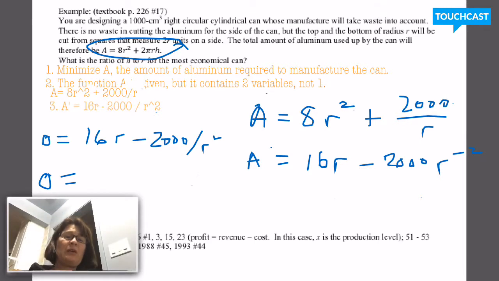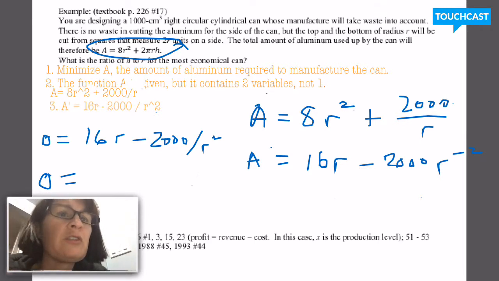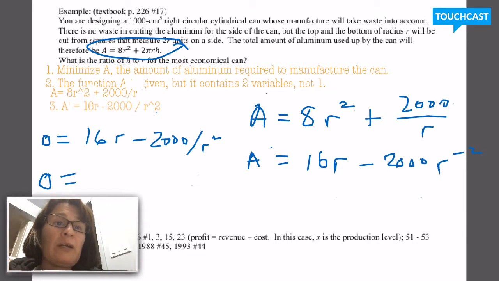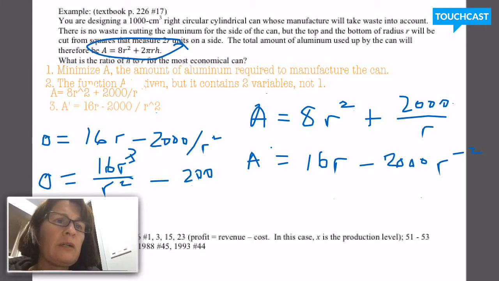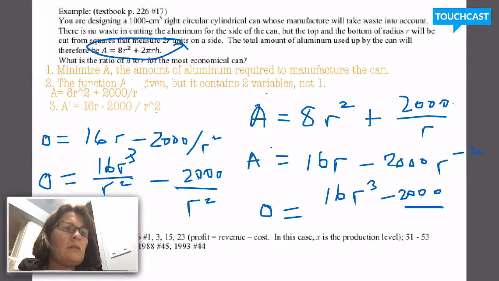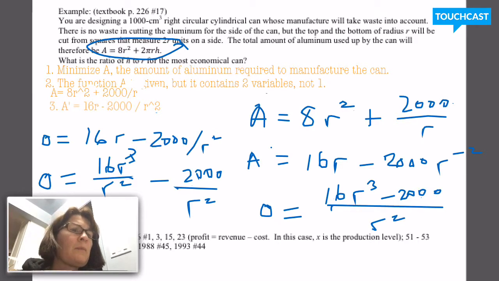My common denominator is going to be r squared, but that first term, the 16r, doesn't have any denominator at all. So I'm going to multiply top and bottom by r squared. I'm going to get 16r cubed over r squared minus 2,000 over r squared. That already has the correct denominator. And you can see I'm going to end up with 0 equal to 16r cubed minus 2,000 all over r squared.